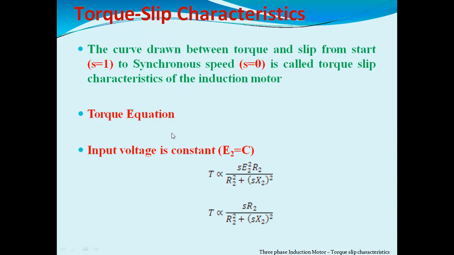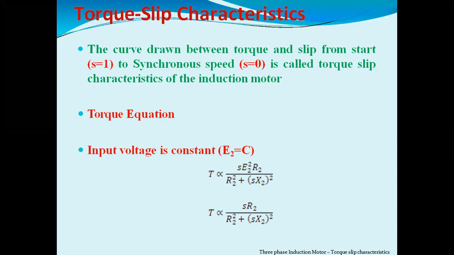So here we have the torque equation. We take the input voltage as a constant. So torque equal to K S E2 square R2 upon R2 square plus S X2 square. So we can say torque is directly proportional, that's why we take the constant K here. You can write this equation this way, or you can write T equal to, with an equality sign in place of the proportionality sign. But if you change the proportionality sign into equality, you are supposed to take one proportionality constant.